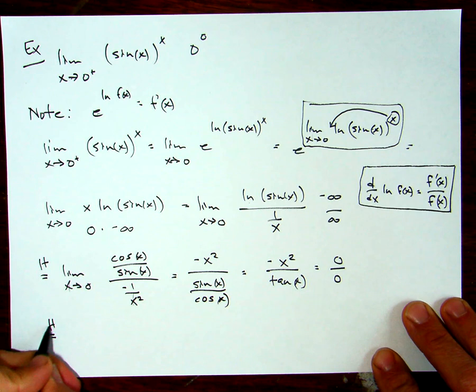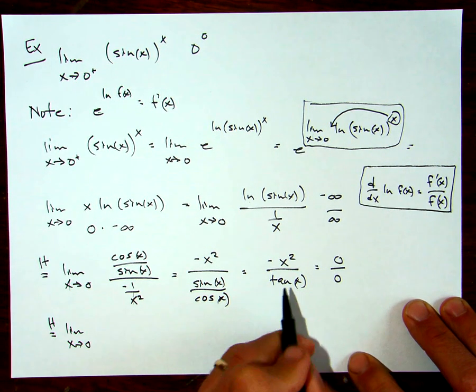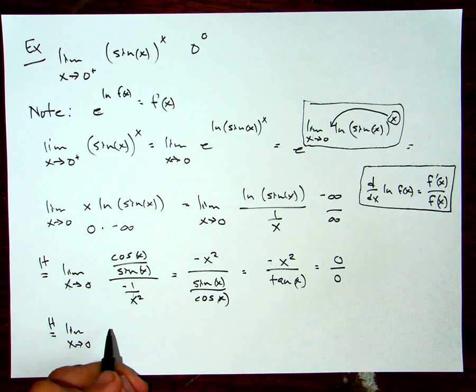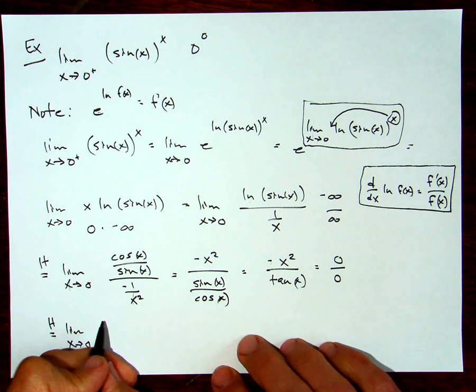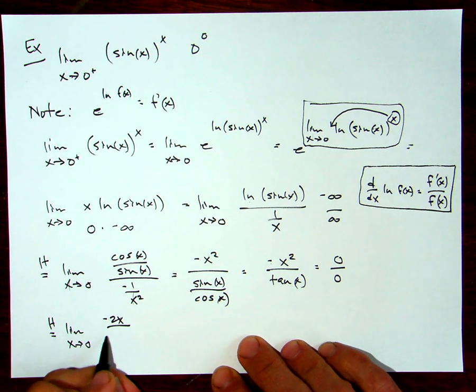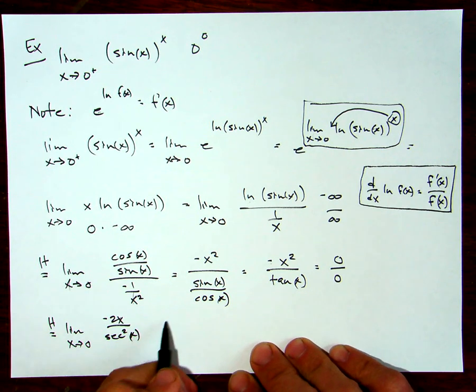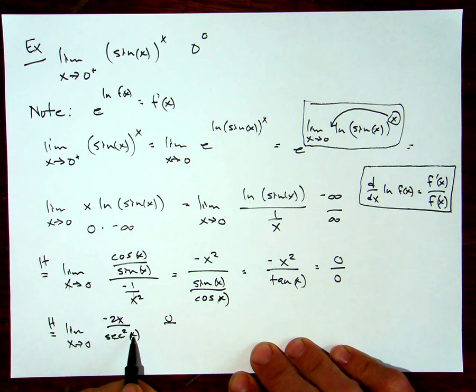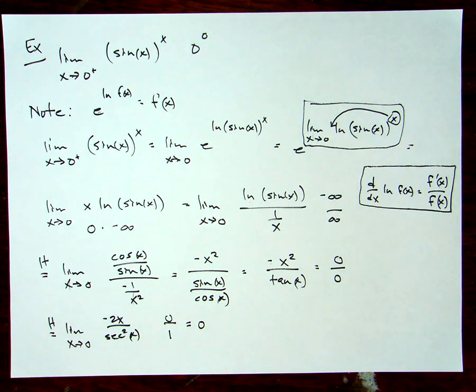So let's apply L'Hopital's rule. The derivative of negative x squared is negative 2x, and the derivative of tangent is secant squared. So now as x goes to 0, I get 0 over, and secant of 0 is 1, and then we square that, so we still get 1. So this limit is 0. Okay, that's a lot of work.